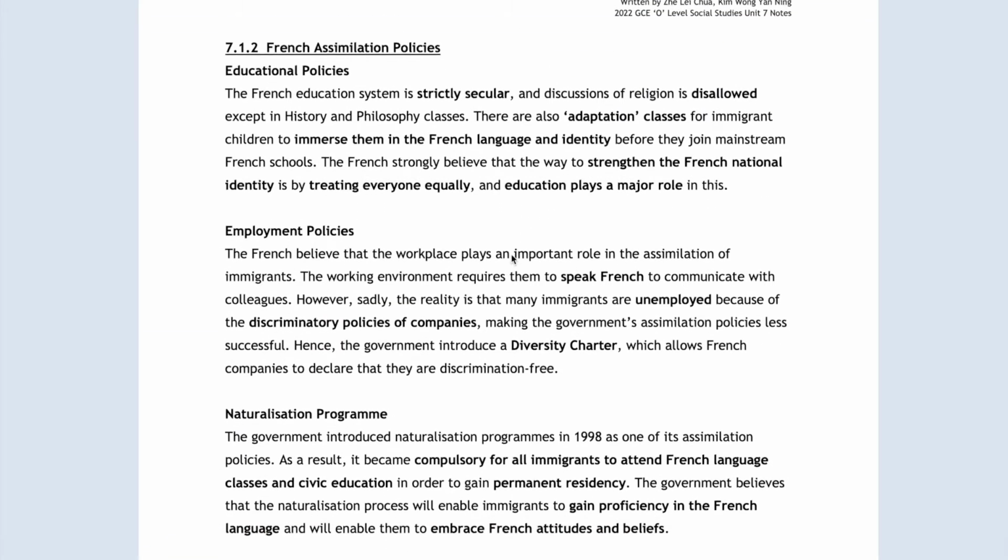There are some policies, like I said, that France has introduced to essentially make this assimilation possible. First of all, in education, the French mandate that the education system must be secular. So there's no discussion of religion, except in history or philosophy.